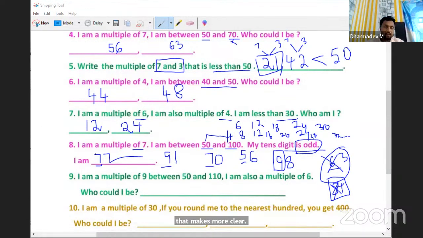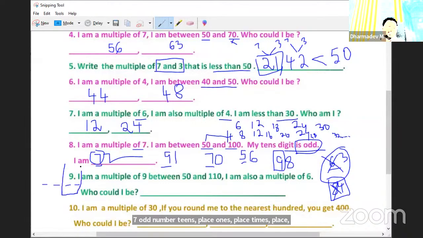See, odd number, ones place, tens place, hundreds, thousands, and it goes on. We are only taking the ones place and the tens place. So that is between 50 to 100, and the tens place should be an odd number. The ones place is not specified, so it can be anything. Are you clear with that? So it is 91, 77, 70 or 56 or 98. The tens place is odd, so that is possible. But 63 and 84 are not possible because the tens place is an even number. Are you clear with that?